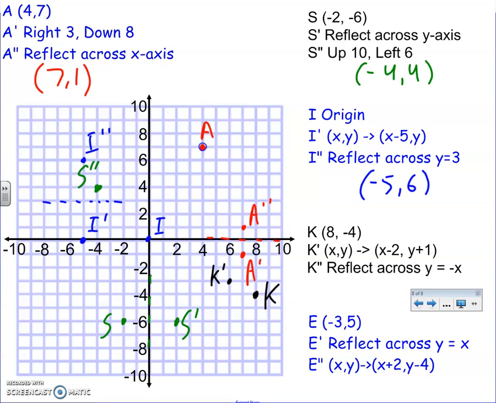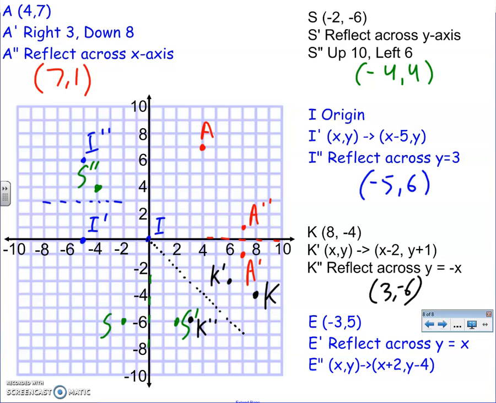Reflect across the line y equals -x. That's the diagonal line. Negative slope is this one. Just enough where I can count to and away from the line. So I'm going to go down 3, left 3. Down 1, 2, 3, left 1, 2, 3. I could have gone left 3, down 3. Same thing. This black dot is K double prime. That is +3, -6. Let's get this last one.